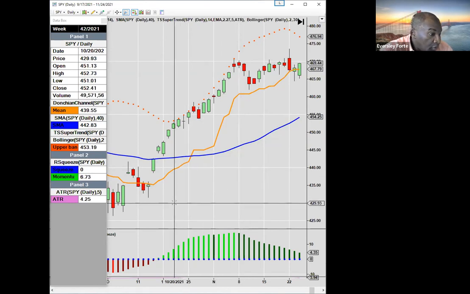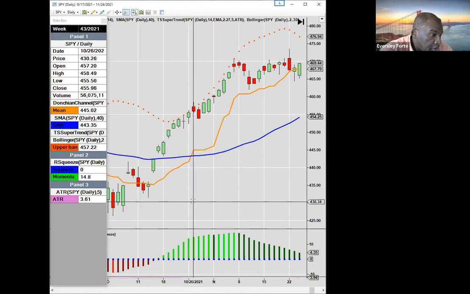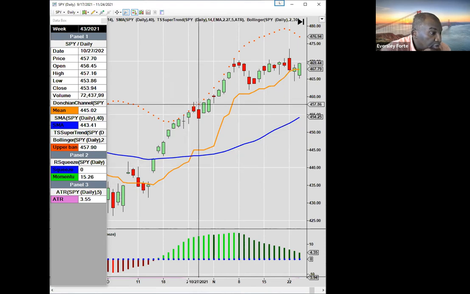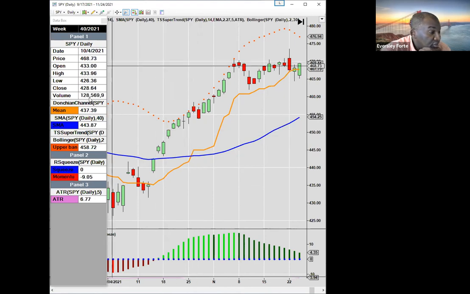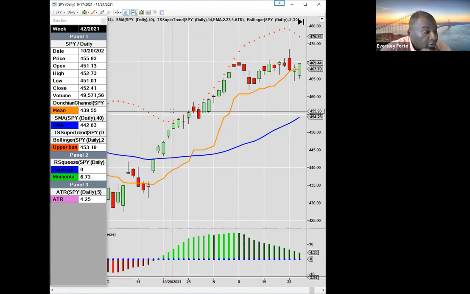All right, so what we look for is the Donchian mean line to cross over the 40-period simple moving average. This was the S&P on October 26, 2021. It crossed over and it has to close below the Bollinger Band, and it closed below the Bollinger Band. If you're not familiar, this is NinjaTrader software, which we're using.